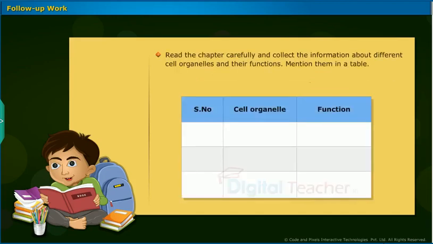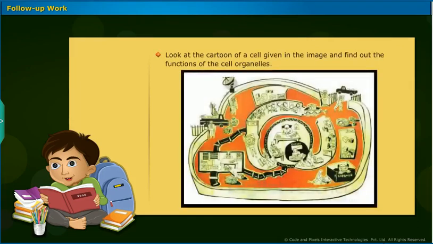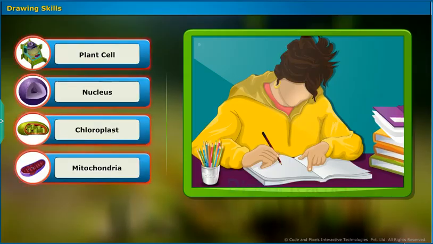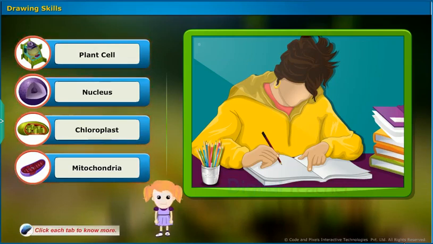Read the chapter carefully and collect the information about different cell organelles and their functions. Mention them in a table. Look at the cartoon of a cell given in the image and find out the functions of the cell organelles. Drawing skills. This section helps you to sketch images in a step-by-step manner. Click each tab to know more.